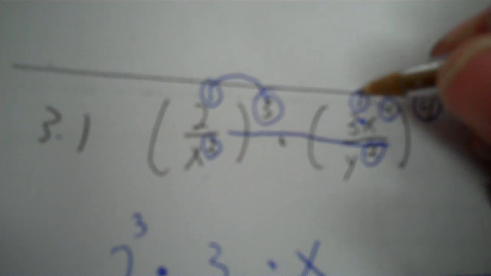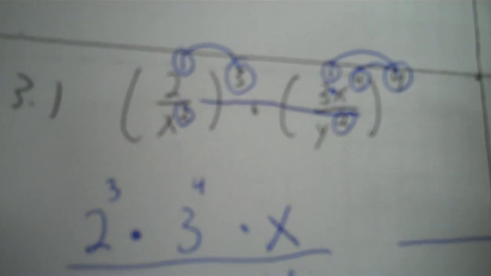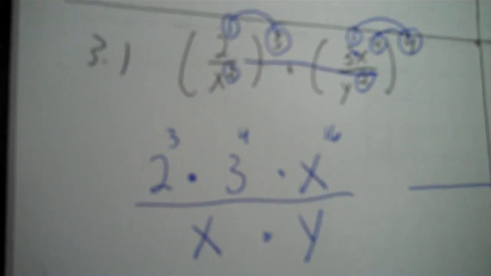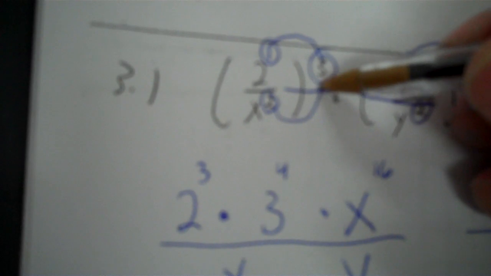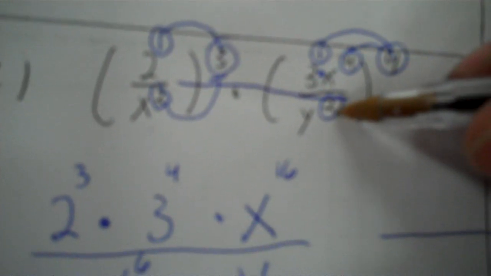So 2 to the 1, now it's in parentheses, so 1 times 3 is 3. Another 3 to the 1, that's in parentheses, 1 times 4 is 4, and then the x, 4 times 4 is 16. Now down the bottom we have x to the 2, but that's still in parentheses, so we have to take 2 times 3, and that's 6. Then on the y, 2 times 4, that's 8.